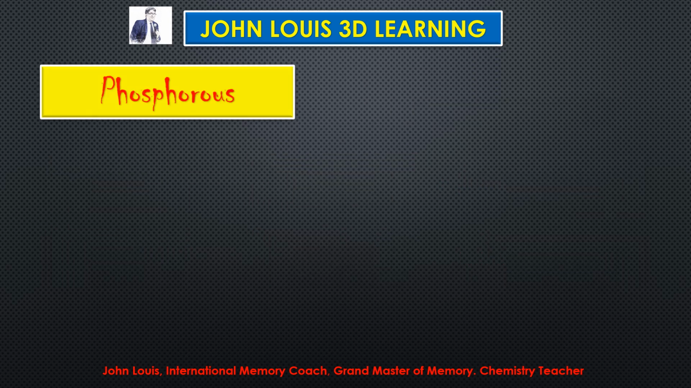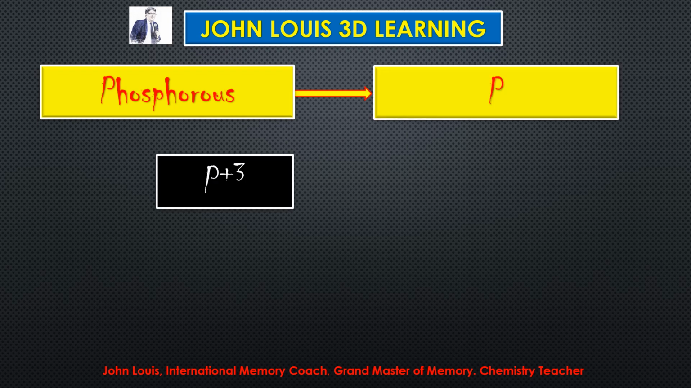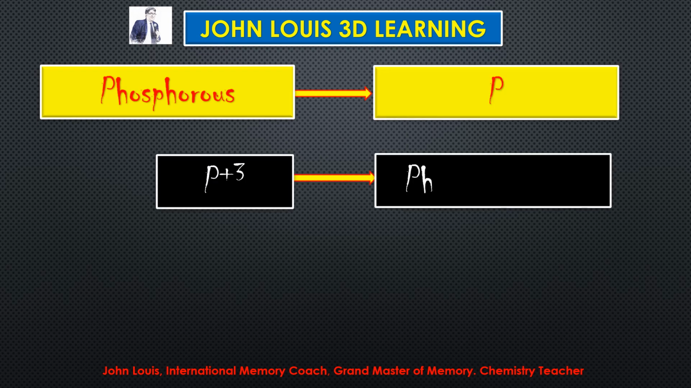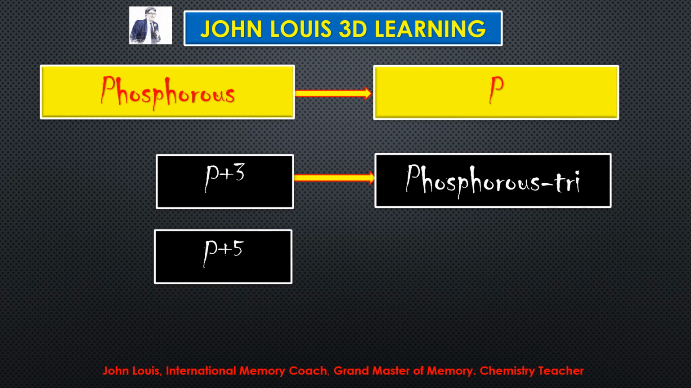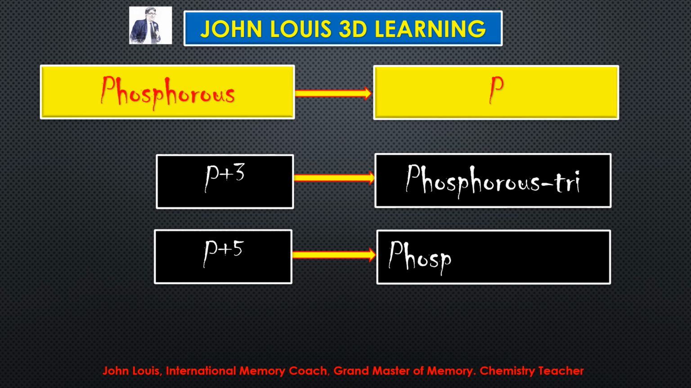So next one is phosphorus. Probably this is the last one. Symbol is P. When phosphorus valency is plus 3, it is known as phosphorus tri. And when the valency is 5, this is known as phosphorus penta. Okay, so that's it. These are the various ions having variable valencies. So watch it again and again until it goes to your long-term memory.